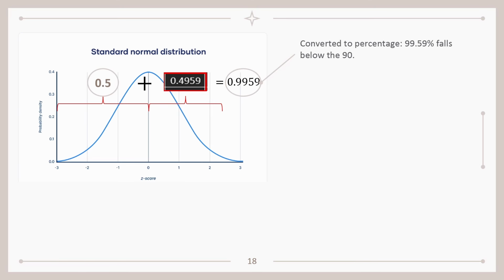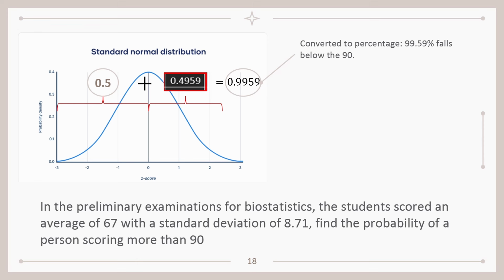However, let's go back to the sample problem. In the preliminary examinations for biostatistics, the students scored an average of 67 with a standard deviation of 8.721. So, what we're looking for is the probability of a student scoring more than 90. And so far, what we've computed for is the probability of a student scoring less than 90. So 99.59% falls below the score of 90. So what we can do then is, in fact, we're looking for this small portion over here.